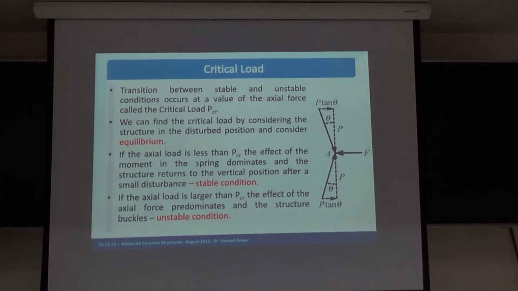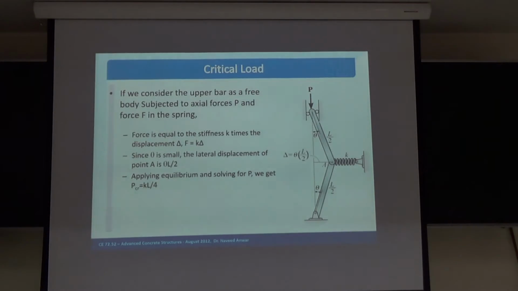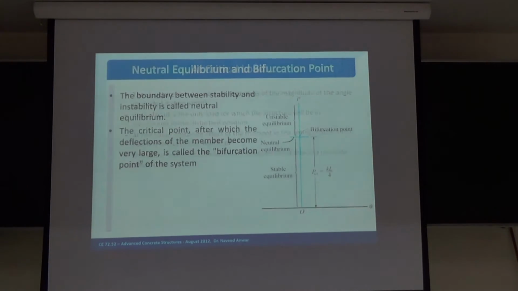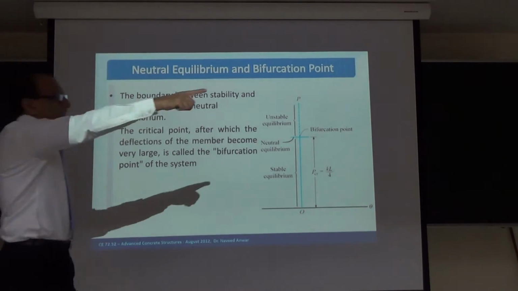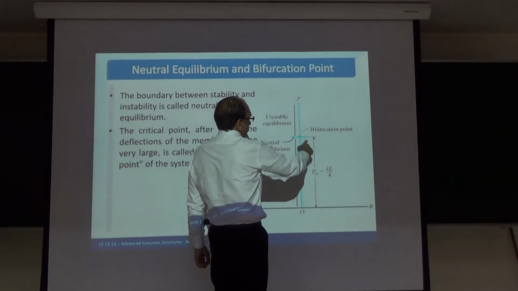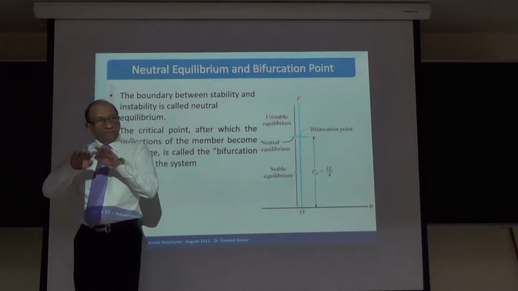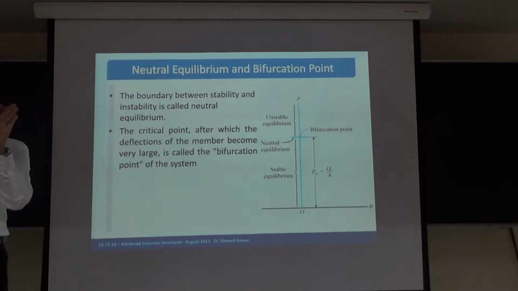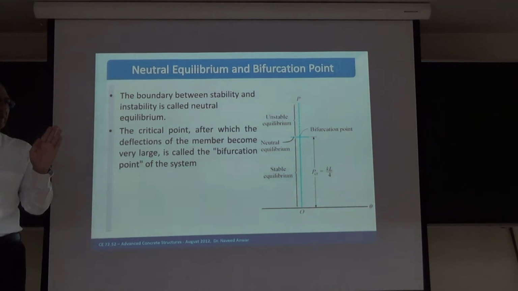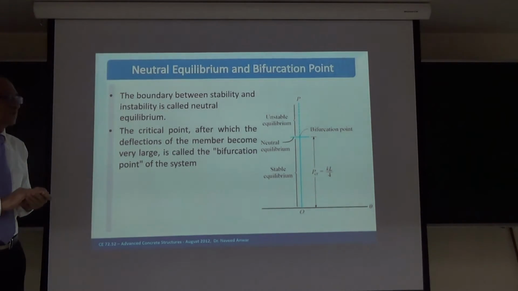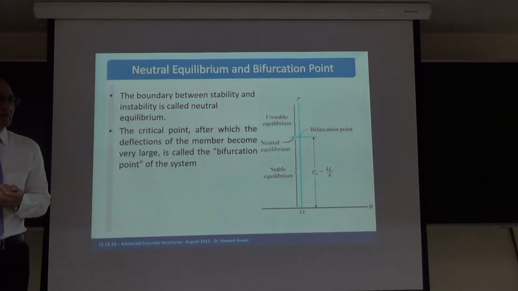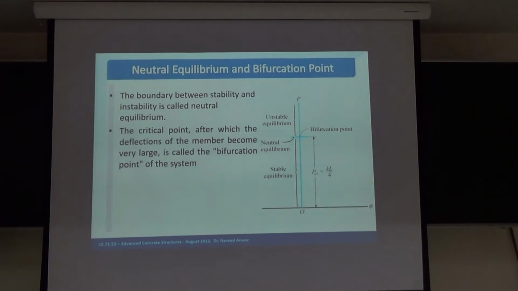So this is the explanation of that critical buckling load, the one that we talked about. And bifurcation, the one that I showed you. So that is the bifurcation point. So it goes like this, and after that, suddenly there will be the bifurcation, which means that the direction of the displacement changes rapidly. So it's a bifurcation point, and we don't know.